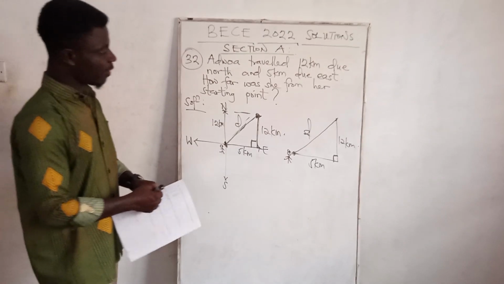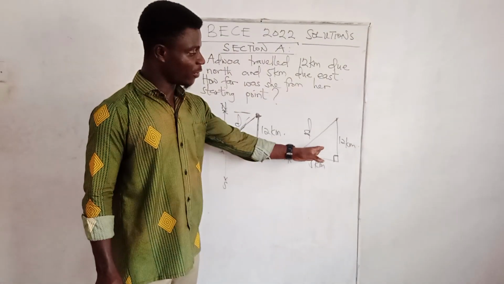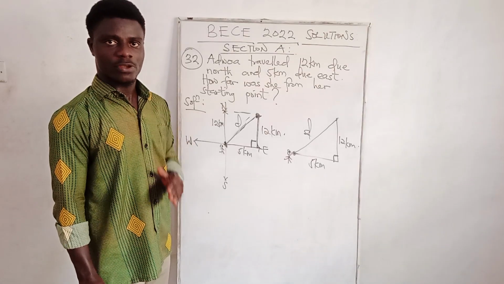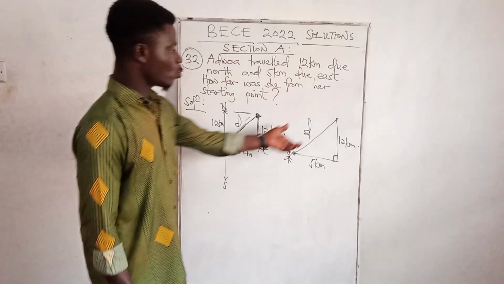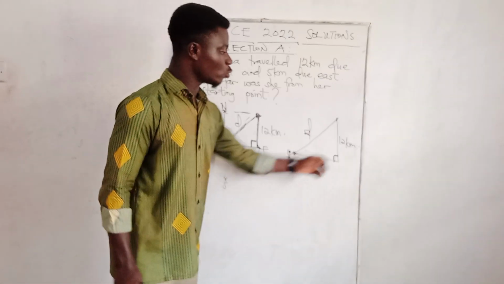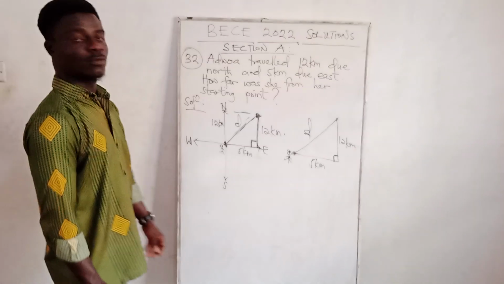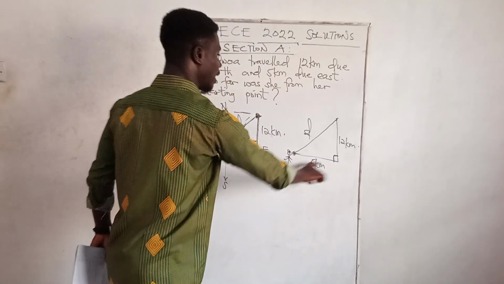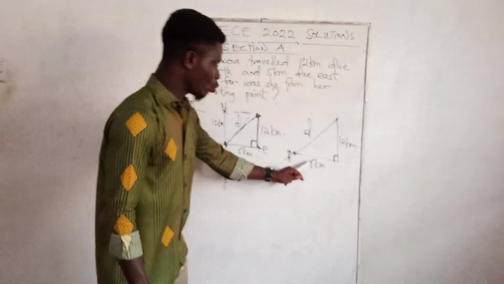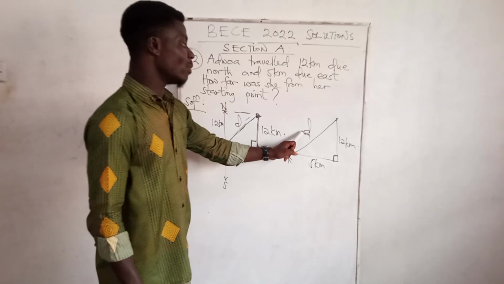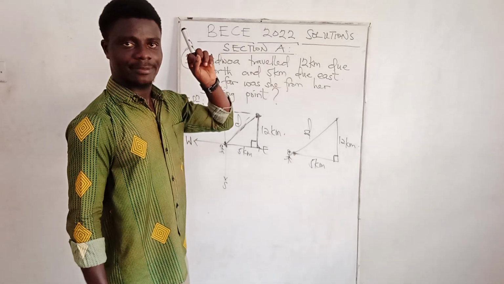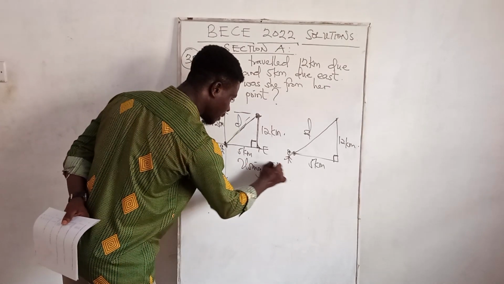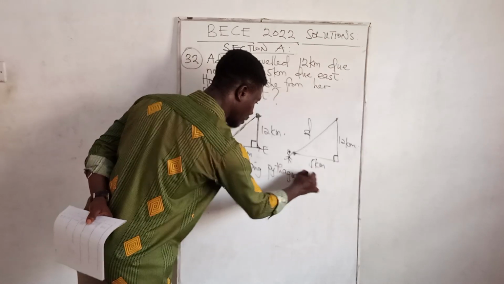So you can see that we have a right angled triangle. If you have a right angled triangle, what comes to mind? You have to apply the Pythagoras theorem. The square on the hypotenuse must be equal to the sum of the squares on the other two sides. So we square this, then we add, we square this, then we add. It must be equal to this squared. So now I can write using Pythagoras theorem.